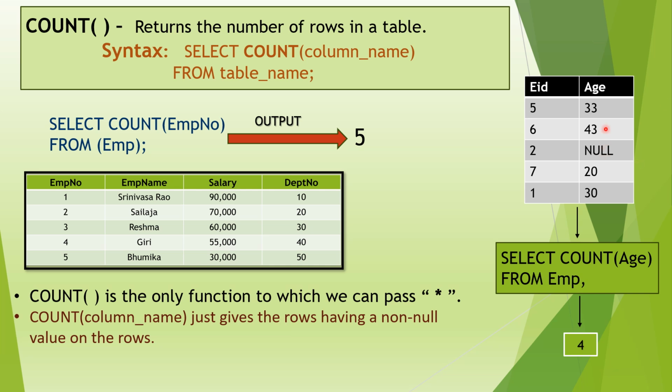Suppose I consider the second table, which has employee ID and age. Now if I pass a query, select count of age from EMP, this won't give me all the 5 values. It is going to give me 4 because we have a null value here. This null value is not going to be counted. Hence we'll receive the output as 4.